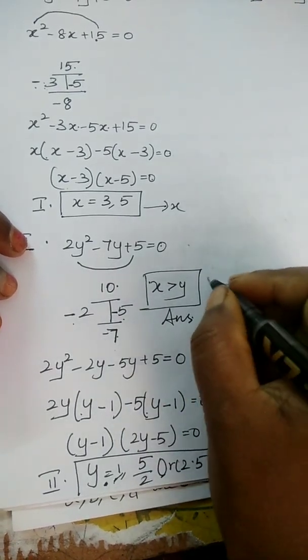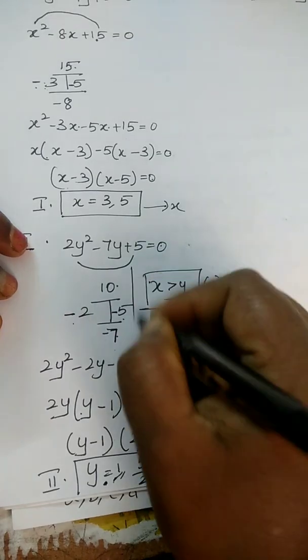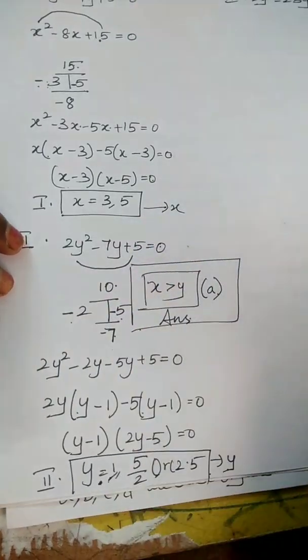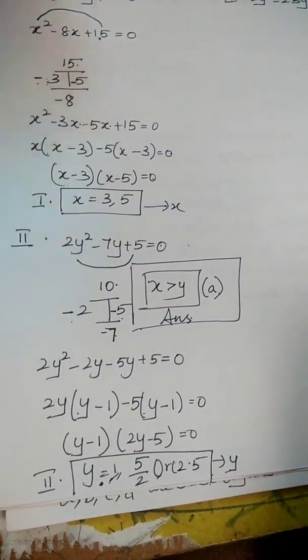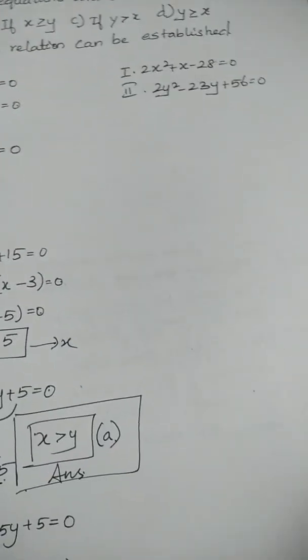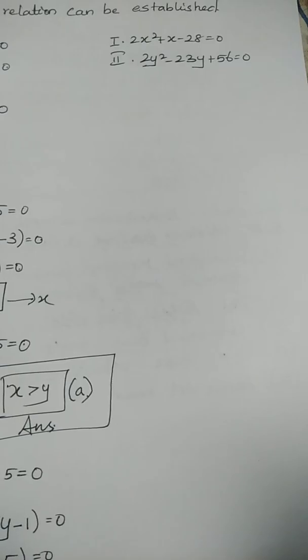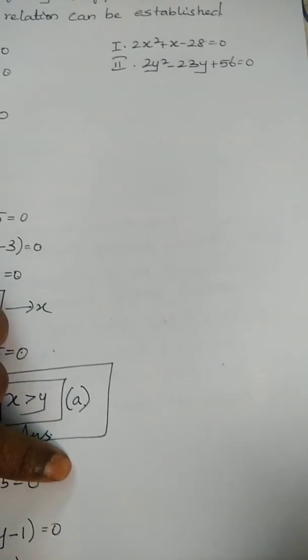That means option A is the correct answer. Okay, now we are moving to the 17th question, the same model which was asked in a question paper.